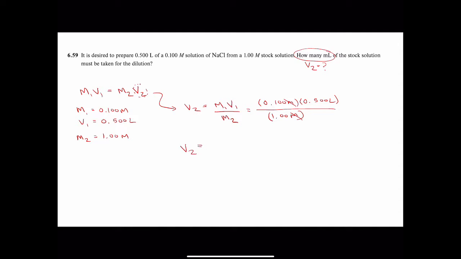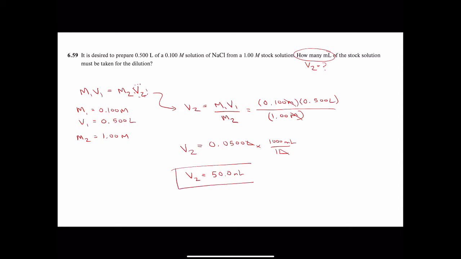So my volume, when I punch that into my calculator, is going to be equal to 0.0500 liters. And there should be 3 sig figs, because I have 3 sig figs in all of the numbers that are given to me in the problem, but it's asking me for the number of milliliters. So I'm going to need a conversion factor, and you should be aware of the fact that in 1 liter, I have 1,000 milliliters. So all I have to do is multiply those, and I end up with my volume in milliliters, and again, it should have 3 sig figs. So it's going to be 50.0 milliliters.